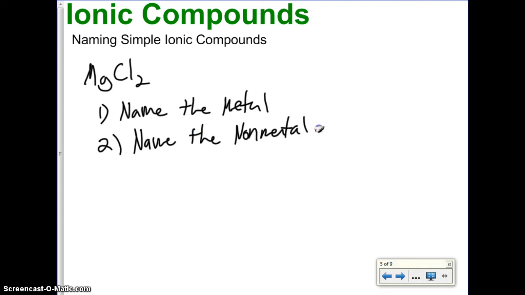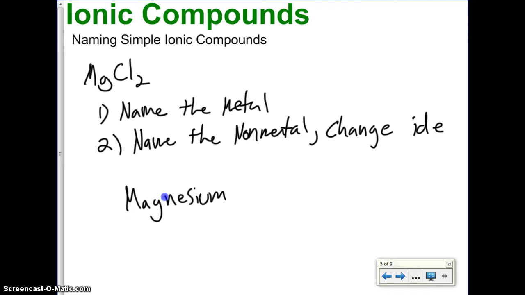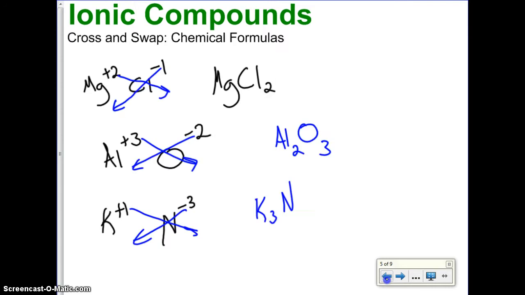And in the process of naming the nonmetal, we have to change the ending to IDE. So what this means, Mg is magnesium, so our name is magnesium. Okay, Cl is chlorine because we're changing the ending to IDE. We end up with chloride.